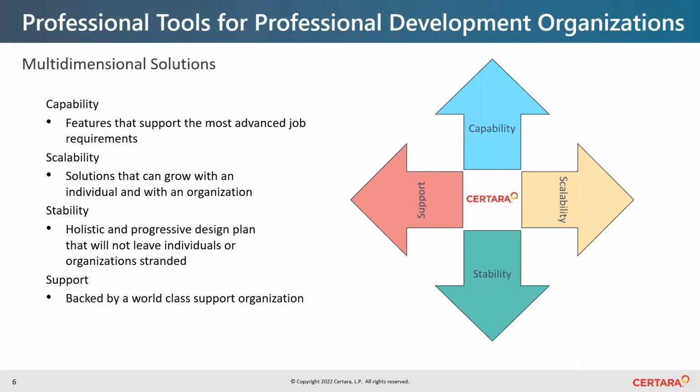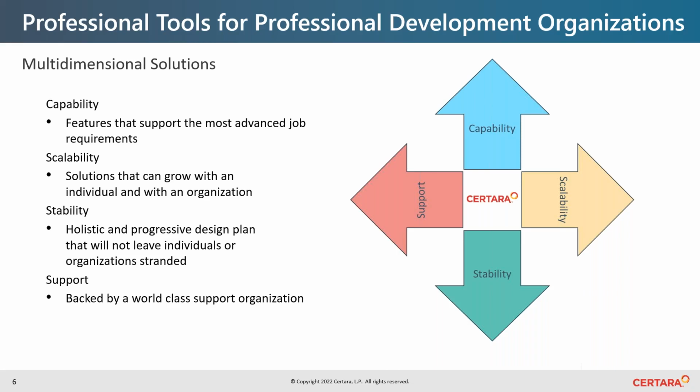So this slide sums it up. When I envisioned what I wanted RsNLME to look like, I had in mind professional tools for professional development organizations, and it boils down to these 4 core elements: capability to support the simple but also the most advanced job requirements; scalability, in terms of solutions that can grow with an organization as well as an individual; stability is key; a forward-thinking and holistic design plan that won't leave individuals or organizations stranded.